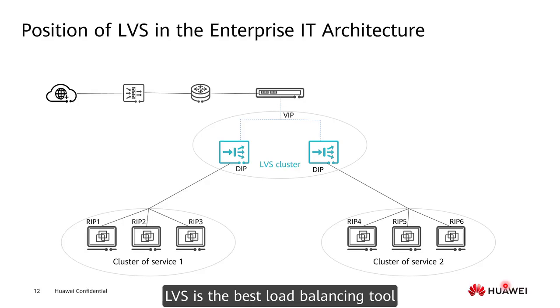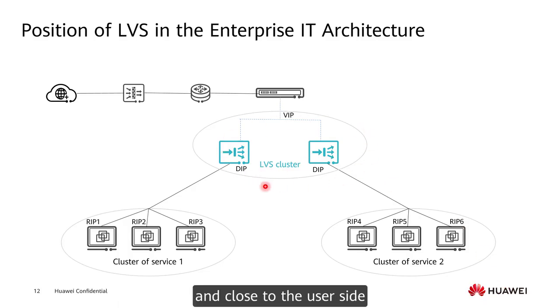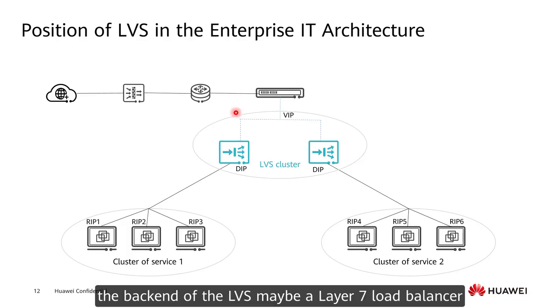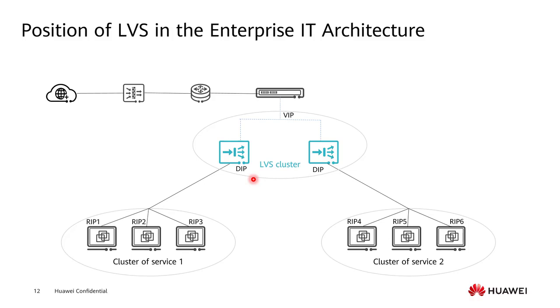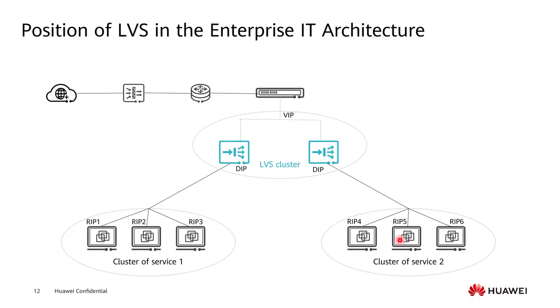LVS is the best load balancing tool. It is usually deployed at the front end of the service cluster and close to the user side. When a user accesses a service, the service is forwarded by the LVS. The backend of the LVS may be a Layer 7 load balancer or directly connect to the real cluster.